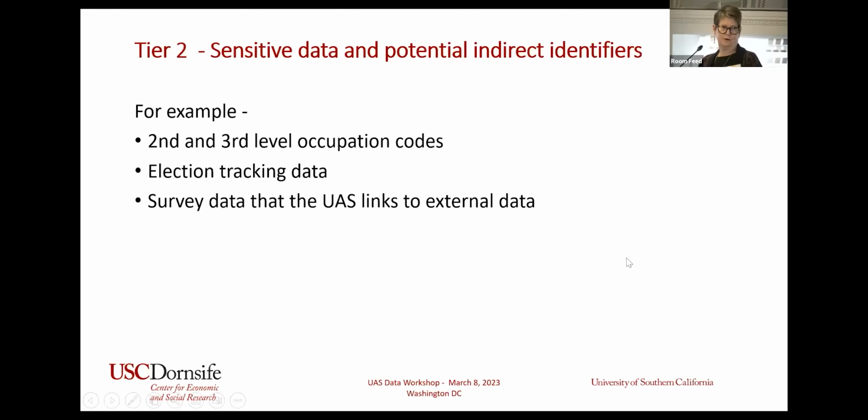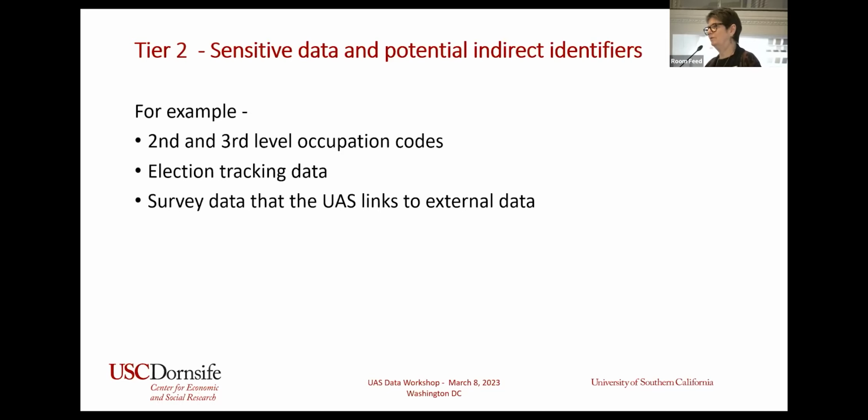So tier 2 are more sensitive data. Generally, that's data that are things like 2nd and 3rd level occupation codes, where people have actually told us what their occupations are, written in their job titles. Election tracking data for the 2020 election, we made that sensitive just because there's a little more interest in trying to re-identify people. So we just want more help in making sure that that's kept safe and the privacy is protected. And then survey data that we have linked behind the scenes to external data.